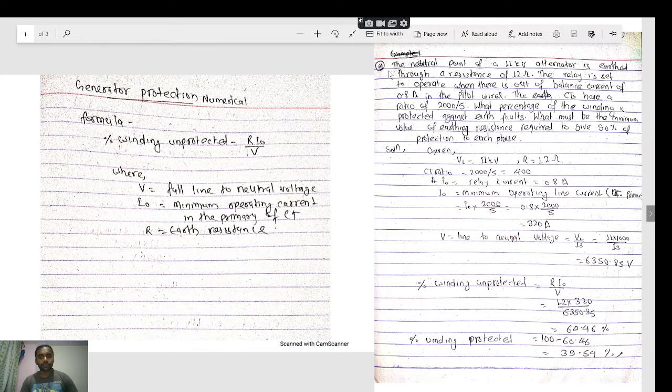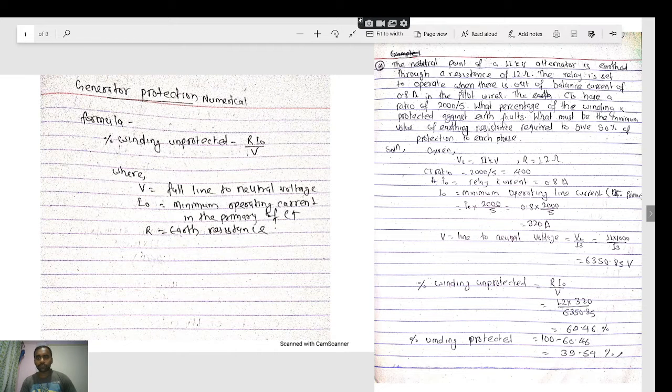Now in the numerical, first example: the neutral point of an 11 kV alternator is earthed through a resistance of 12 ohm. The relay is set to operate when there is an out of balance current of 0.8 ampere in the pilot wire. The CT has a ratio of 2000:5. What percentage of the winding is protected against the earth fault? What must be the maximum value of earthing resistance required to give 90% of the protection to each phase?